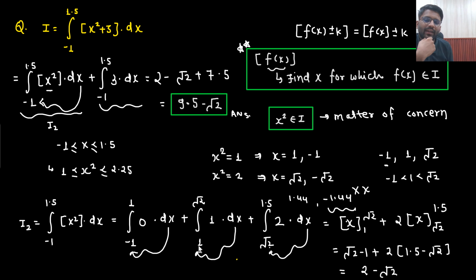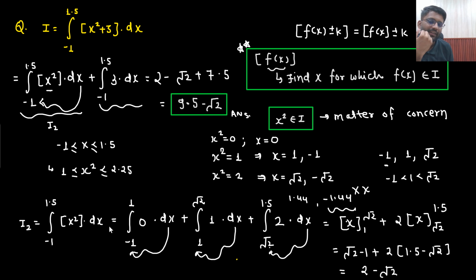X square can take the value 0 as well, right? If x is going from minus 1 to 1, then x square can take the value 0 as well. Another integer is possible, x square equals 0, although it will not change the answer, because you will break down the limit from minus 1 to 0, then from 0 to 1. Are you able to understand this point?